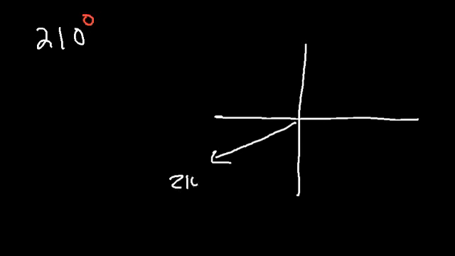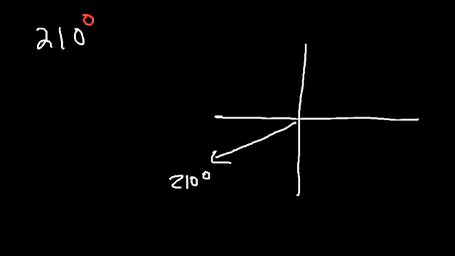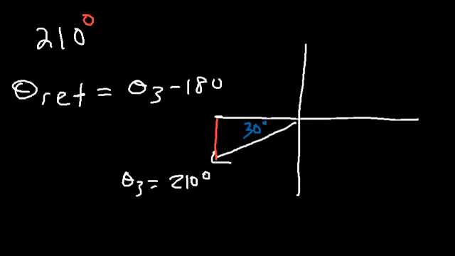So this is 210. The reference angle is the angle formed between the point of interest and the x-axis. So keep in mind, this angle here is 210, and this angle is 180. The difference between 180 and 210 is equal to the reference angle, which is the angle that is formed inside this triangle. Or you can use the equation. For an angle in quadrant 3, the reference angle is going to be the angle in quadrant 3 minus 180. So that is 210 minus 180, which gives you 30 degrees. So this is the reference angle.